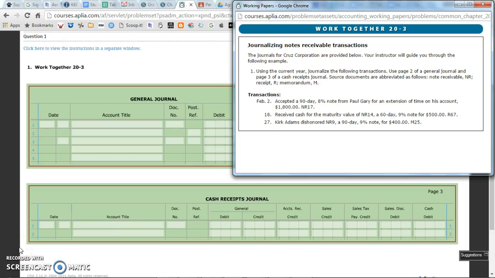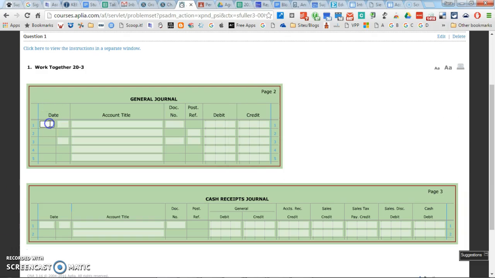In 20-3, we are going to journalize the following transactions in our general journal as well as our cash receipts journal. So our first transaction is February 2nd. We accepted a 90-day 8% note from Paul Gary for an extension of time on his account, $1,800, NR17. So this is going to go in our general journal. February 2nd.